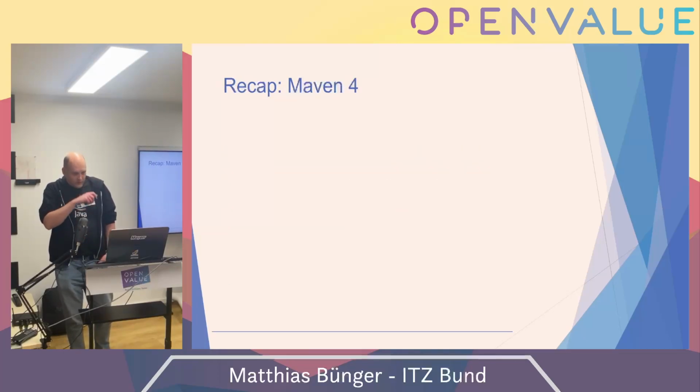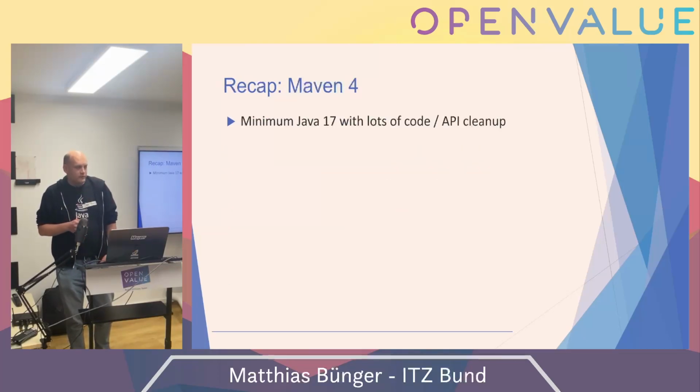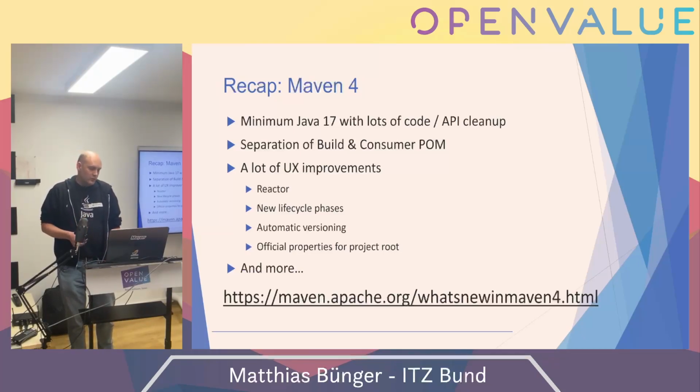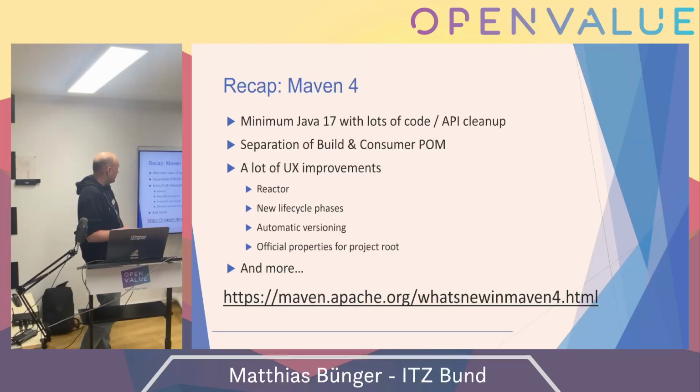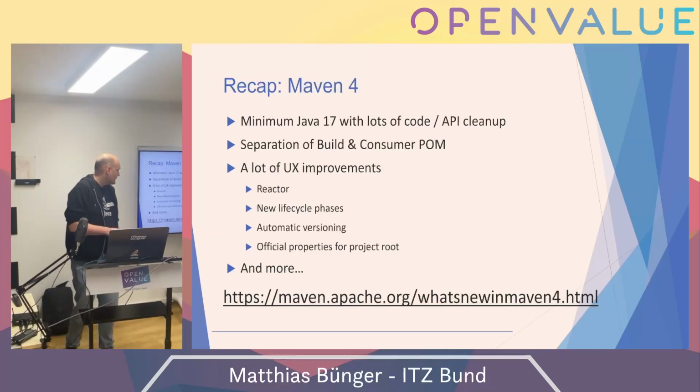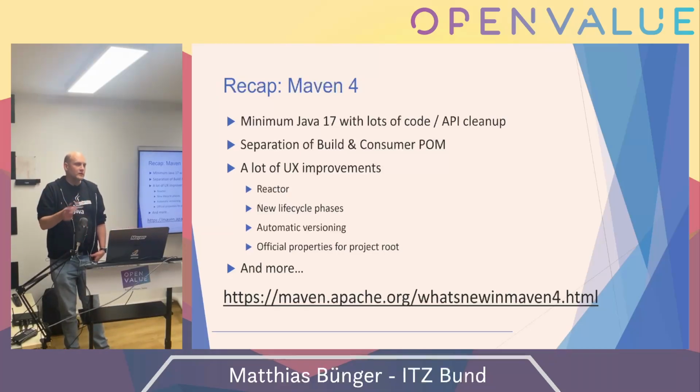So as a recap, Maven 4: minimum Java 17, separation of build and consumer POM, and a lot of minor improvements or user experience improvements like reactor, new lifecycle phases, automatic versioning properties, and of course more. I can't tell you everything, and because the team was asked this a lot, what's changed with Maven 4, we have written quite a long article on the Maven site where all the changes are listed with examples and a little bit of context. So you can check this site.